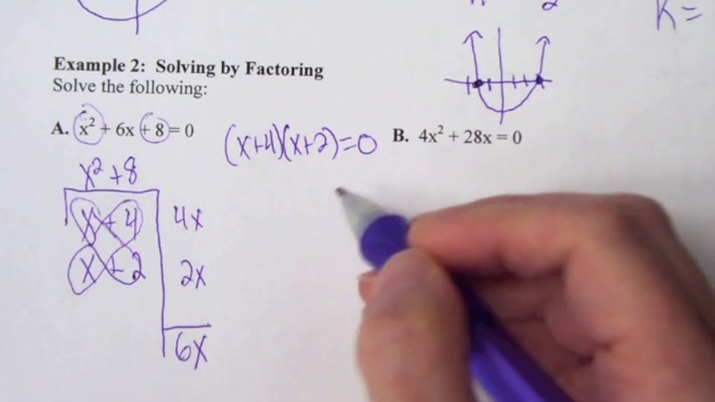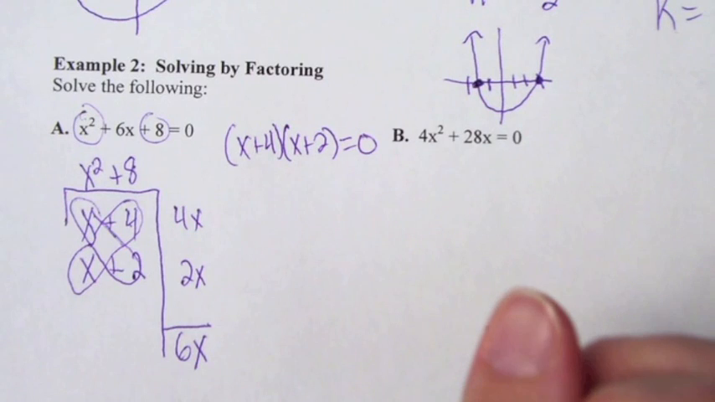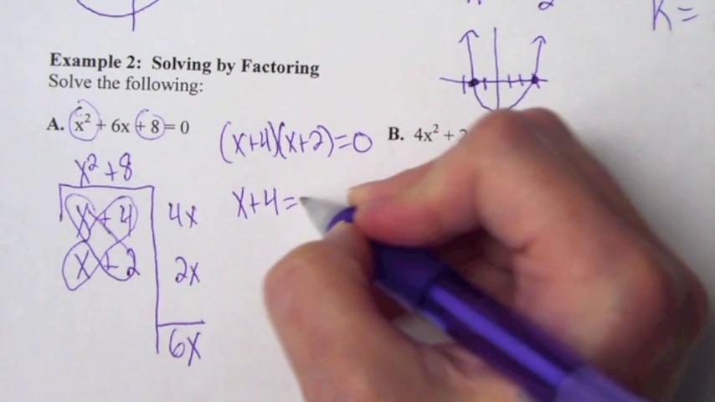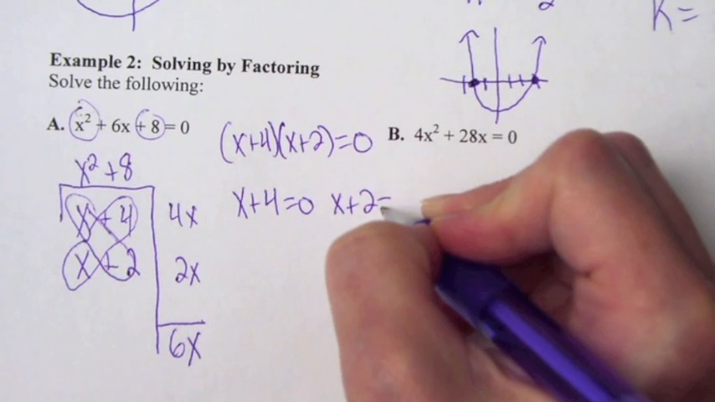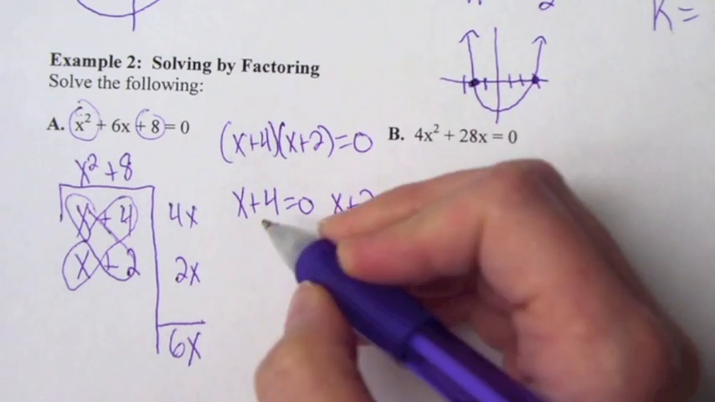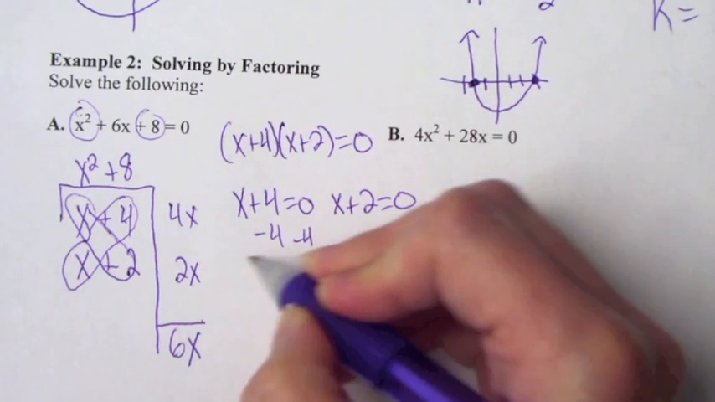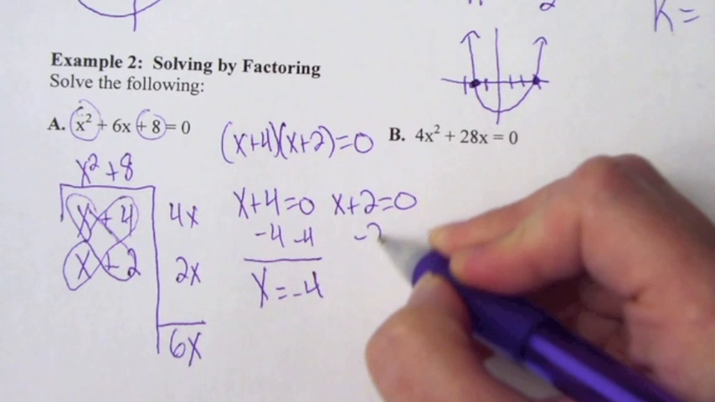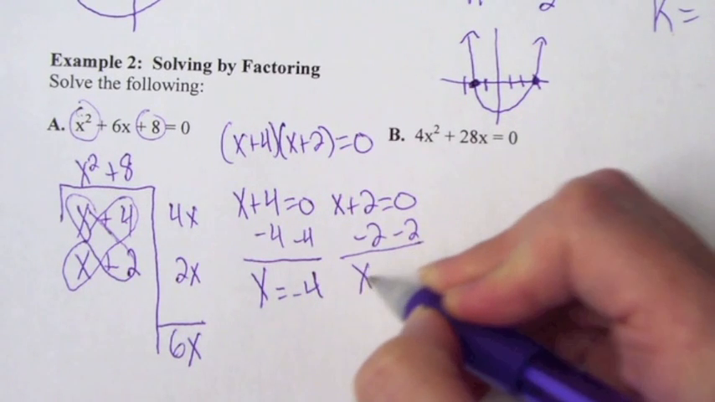And then once we get it to this form, we can do what we did on A and B on example 1. We now set up two equations where we have x plus 4 equals 0 and x plus 2 equals 0. Subtract 4 on both sides here, we get x equals negative 4. Subtract 2 on each side here, and you get x equals negative 2.